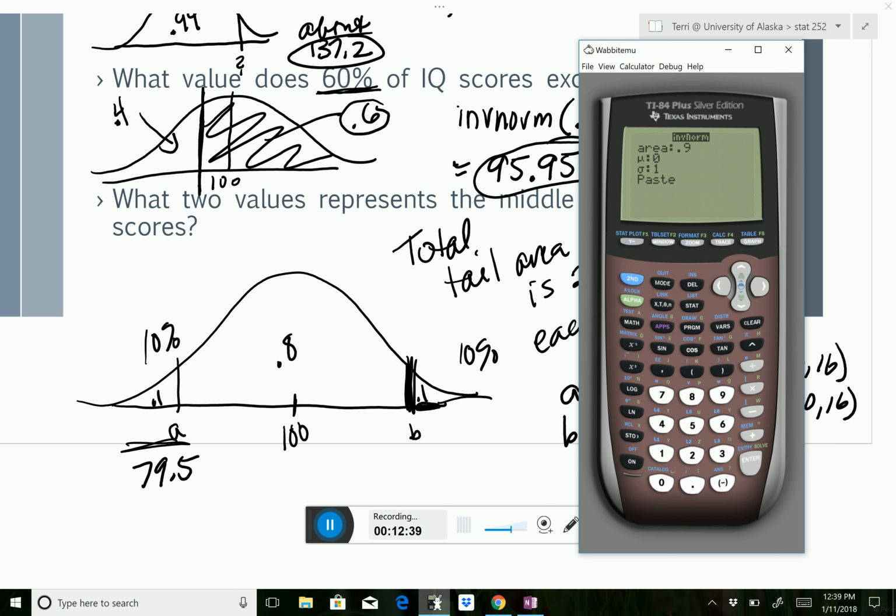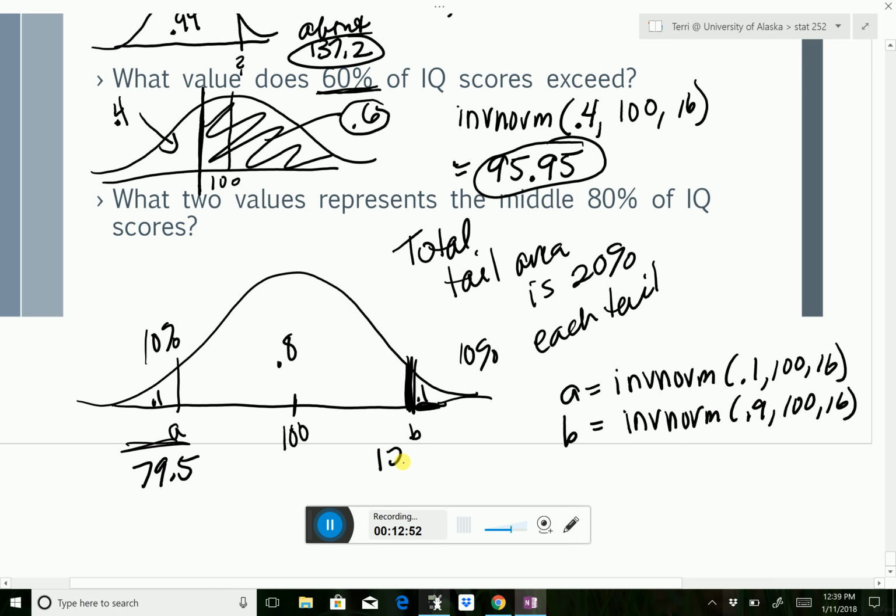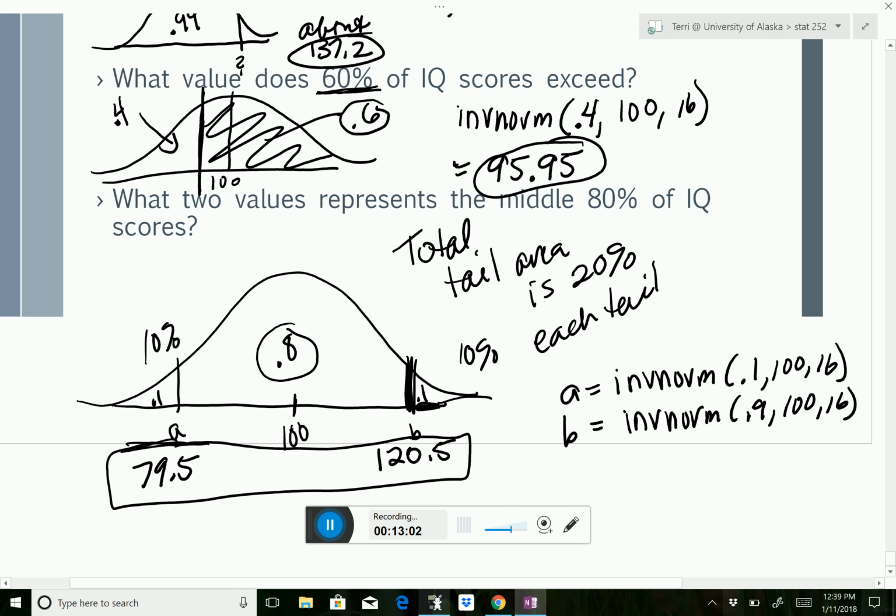0.9, 100, sorry, and 16. Paste, 120.5. And so now we know that the middle 80% of IQ scores fall between 79.5 and 120.5. So the average 80% of people are between here, which makes sense.